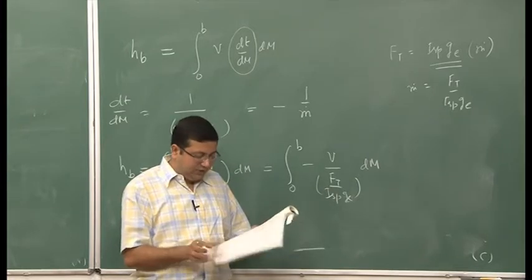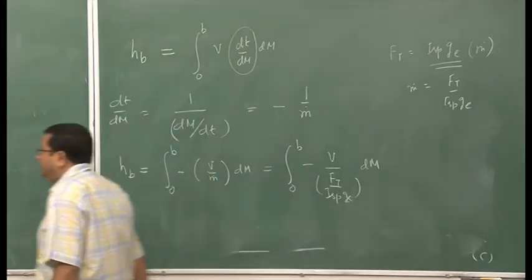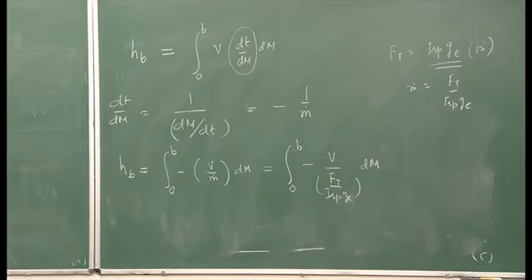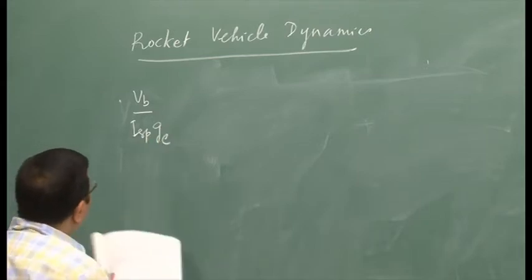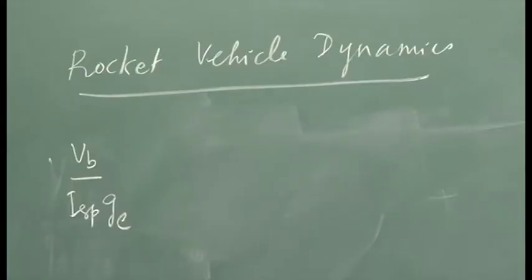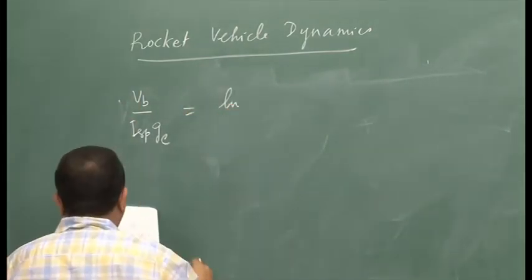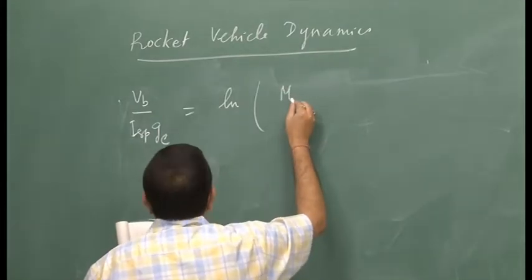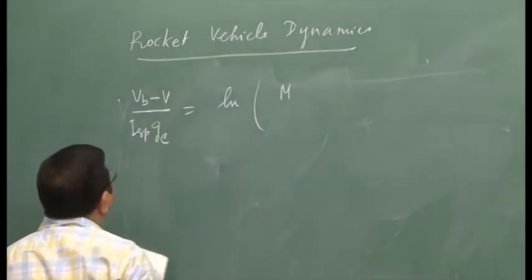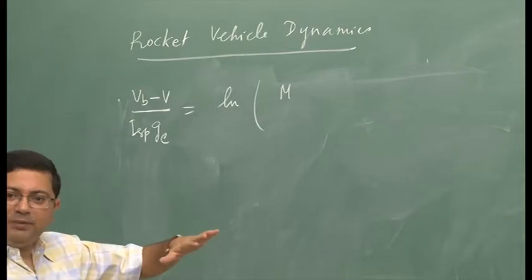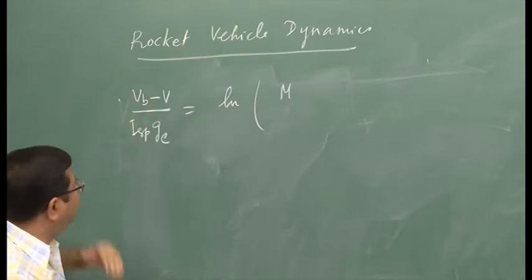So, if I go back to equation b, let me first write equation b here and then I will replace. Equation b was v b by I s p g e, because this term was delta v, but v 0 was 0. So, this becomes v b by I s p g e equal to ln, just a second, this will be v b by v. We are starting from a particular velocity, say v b, and then going towards v. So, this is becoming v b minus v by I s p g e.